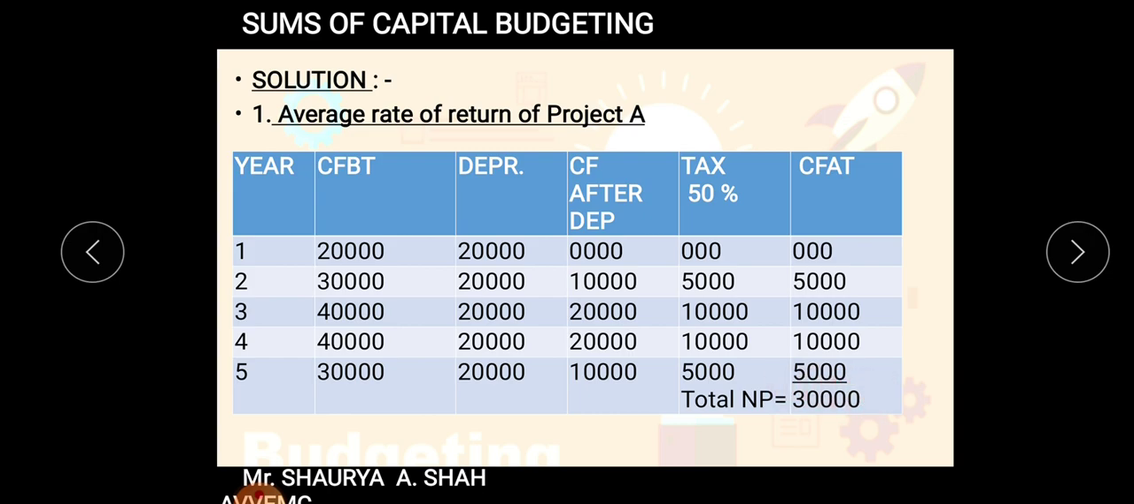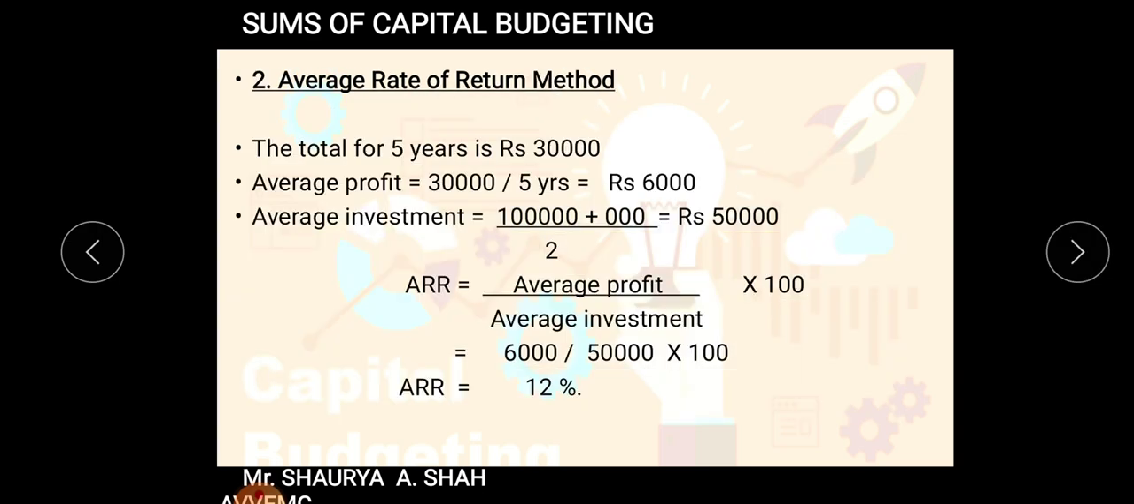Fine. Now as per our last sum, you have to first find out the ARR, right? For that, you will apply the following formula. The total profit for 5 years is 30,000. Average profit: for 5 years it is 30,000, so for 1 year it will be how much? 30,000 divided by 5 years, I will get the answer 6,000, right?